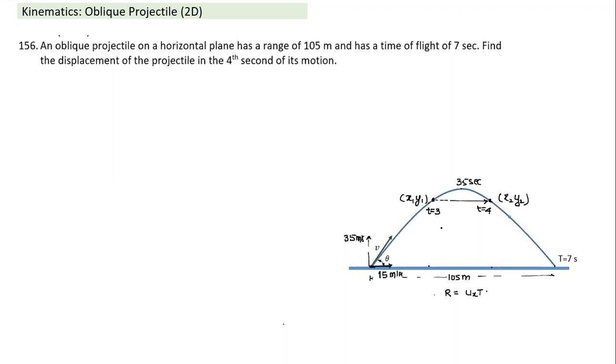They're symmetric about 3.5 seconds. Yes, they are symmetric about 3.5 seconds. So whatever distance it rises in half a second, the same distance it will fall. So when we talk about displacement, displacement will not have any y component. Displacement will only be along the x direction. If the displacement is only along the x direction, I don't even have to worry about the y component of velocity.